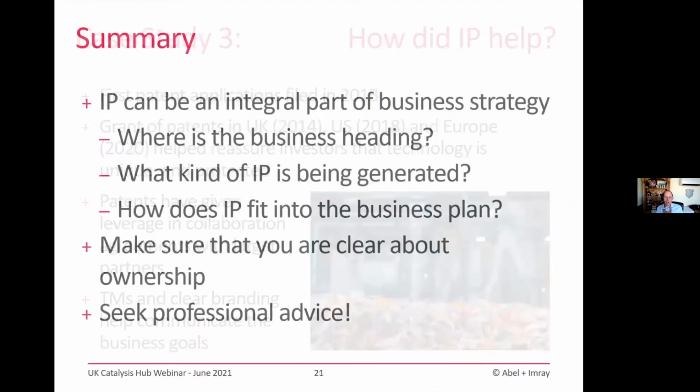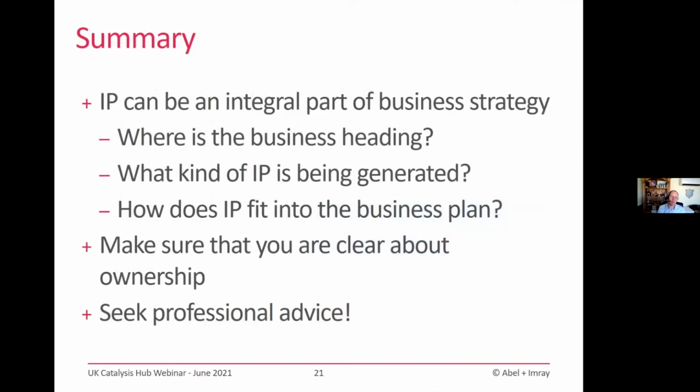So we're going to wrap up now with our summary. The points we've made here are that intellectual property can and should be an integral part of the business strategy. So where's the business going? What does it want to get from this? What kind of intellectual property is being generated as well? Is it technical inventions? Are there some other aspects as well to do with design and branding? And then how does intellectual property fit into that business plan? How do we make use of it? Are all things to consider from the outset.